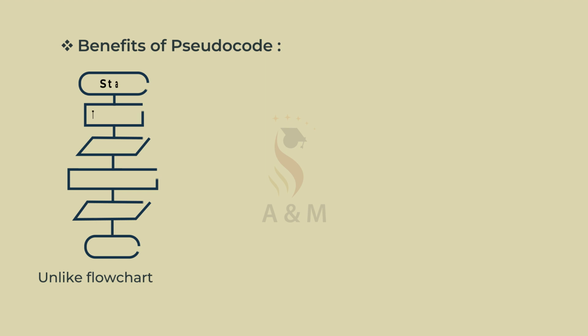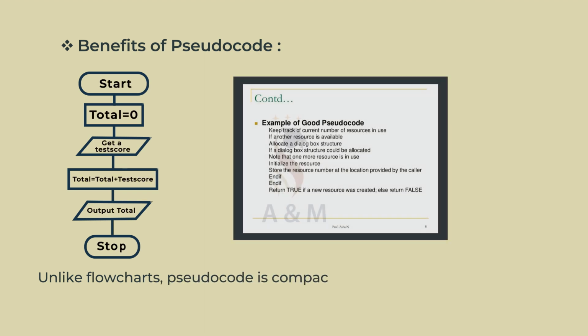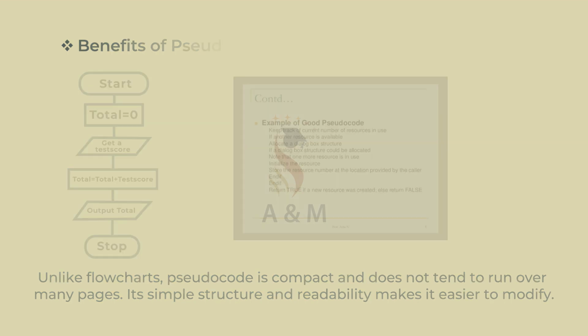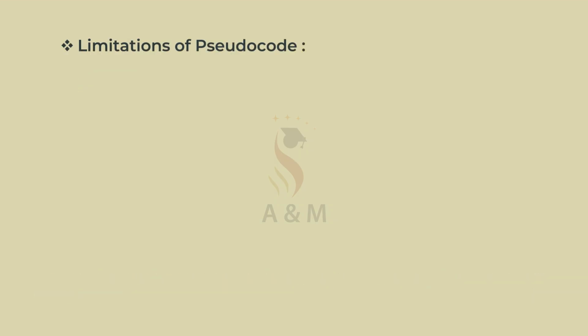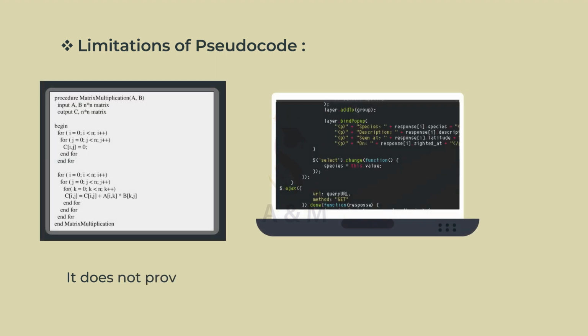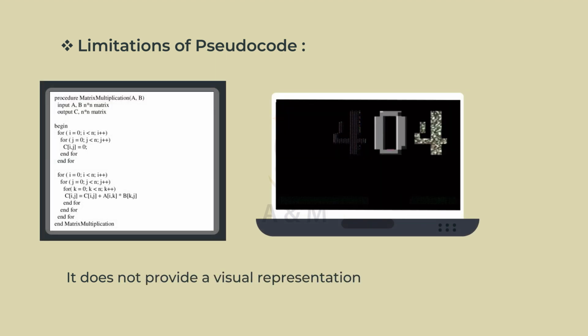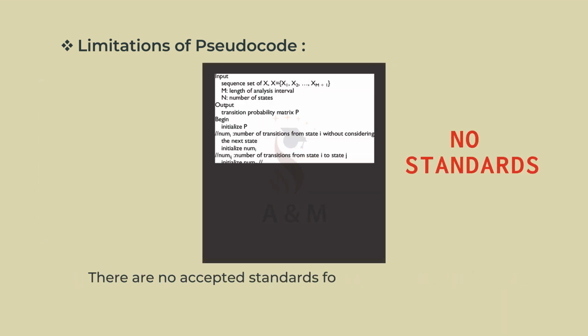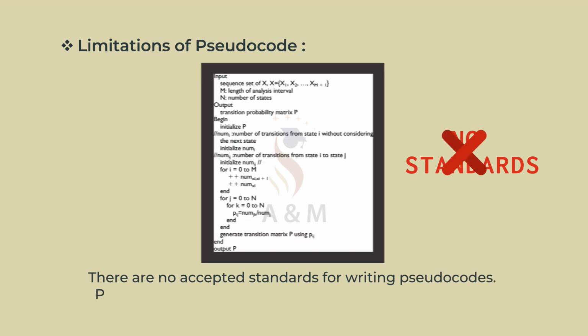Unlike flowcharts, pseudocode is compact and does not tend to run over many pages. Its simple structure and readability makes it easier to modify. Limitations of pseudocode. It does not provide a visual representation of the program's logic. There are no accepted standards for writing pseudocodes.